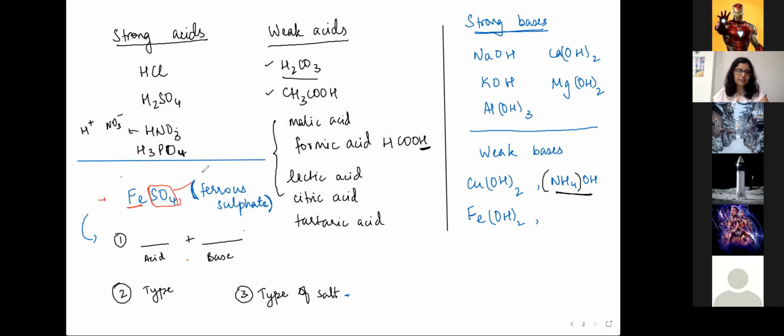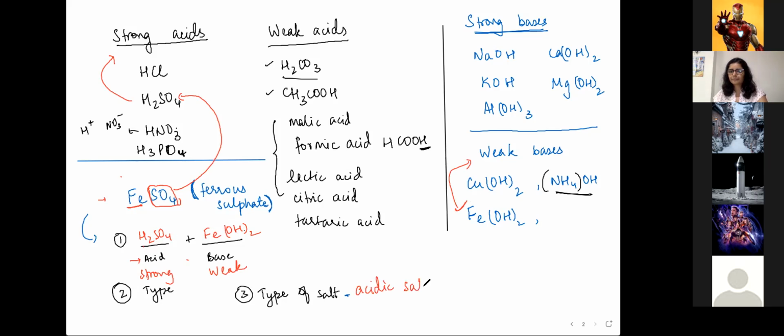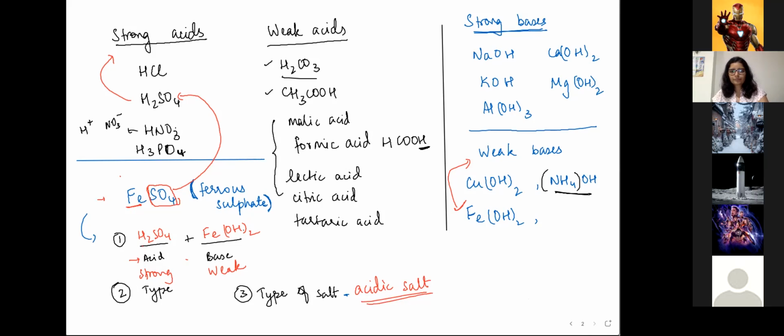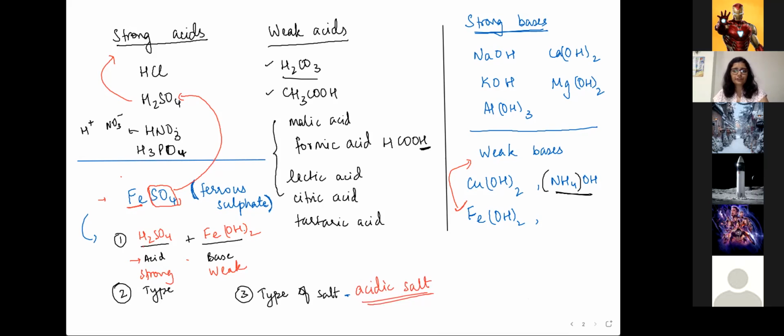Okay, so SO4 you can see it's coming from H2SO4. So that is your acid. And Fe, if you look at the list of bases, it's coming from Fe(OH)2. So this is your acid and your base. Now you can see that H2SO4 is a strong acid and Fe(OH)2 is a weak base. So if the acid is strong and the base is weak, the acid part is going to dominate. So the type of salt, ferrous sulfate, is an acidic salt. Okay? Take care of your formula. Fe(OH)2, Fe's valency is 2, like in this context.